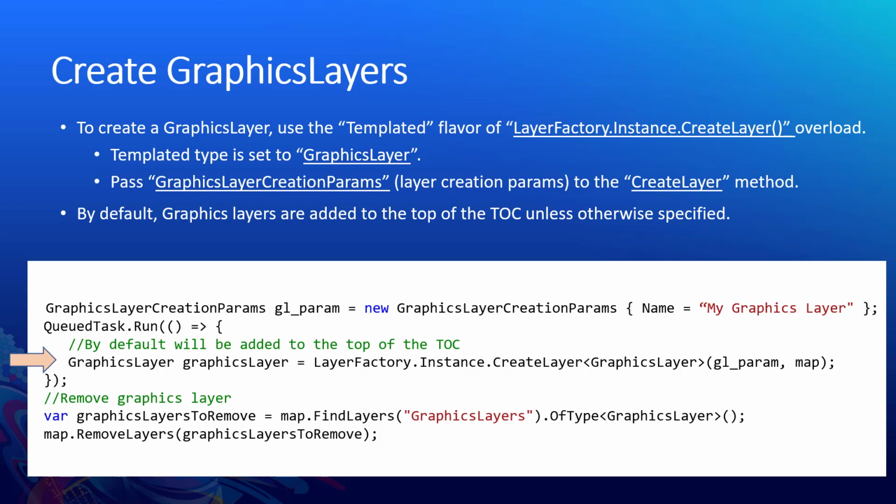Here in the code snippet, I've also shown you how you can remove a graphics layer. I'm accessing the graphics layer I want to remove using the find layer method. I'm filtering for the type graphics layer. I pass in a string for the name of the layer. This will return a graphics layer back. Then you simply call the remove layer method on the map object and pass in the layers you want to remove.